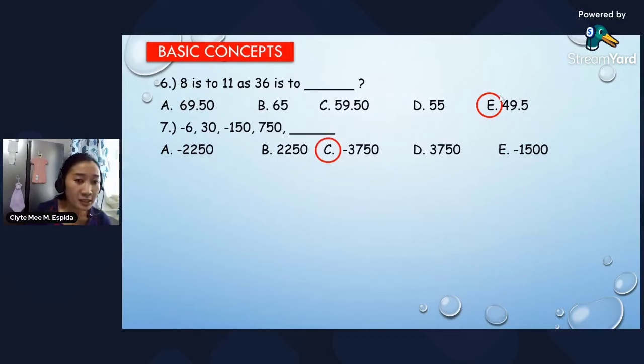The pattern is multiply each number by -5. So -6 times -5 is +30. +30 times -5 is -150. -150 times -5 is 750. 750 times -5 is letter C, -3,750. Okay, congratulations for those who got it correct. Let's have number 8.